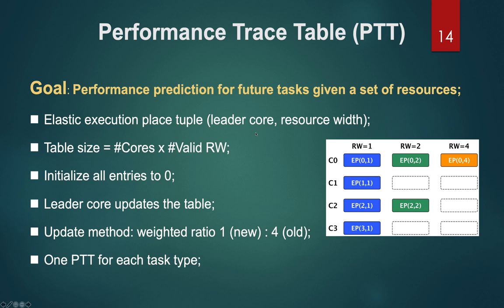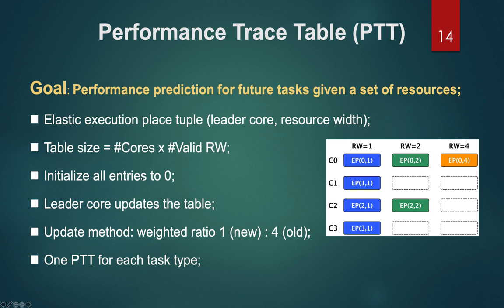The first dimension is leader core. The second dimension is valid resource width. As we can see here, the valid resource widths we set here are all possible divisors of the total number of cores. So the table size is the number of cores multiplied by the number of valid resource widths.